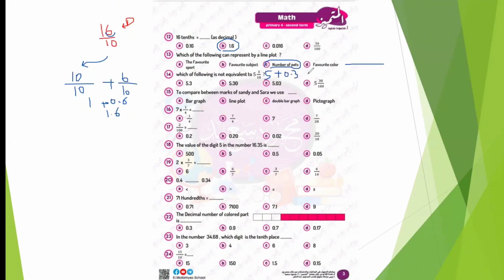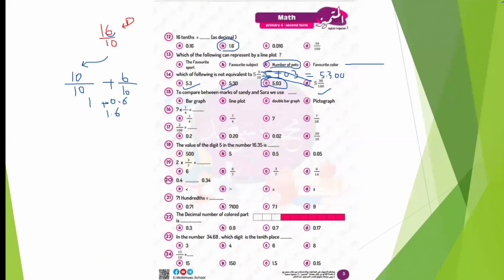If I put these two numbers together, it will be 5.3 or 5.30 or 5.300, the same. So this is correct. This also is correct. 30 out of 100 is the same value as 3 out of 10. I multiply numerator by 10 to be 30 and multiply denominator by 10, but the wrong one is C.